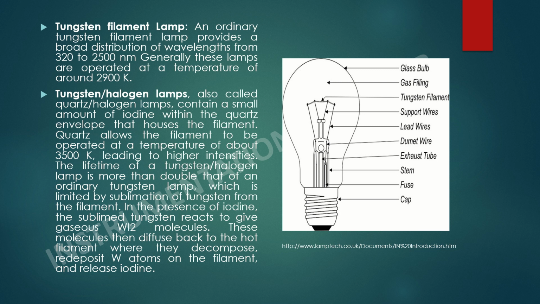So to overcome this demerit, we use tungsten halogen lamps. We add a small amount of iodine within the quartz envelope so that it will allow the filament to be operated at 3500 Kelvin, and also it increases the lifetime of the lamp. How? With the iodine molecule, tungsten reacts and forms tungsten iodide. These molecules then diffuse back to the hot filament where tungsten gets redeposited and it releases iodine.